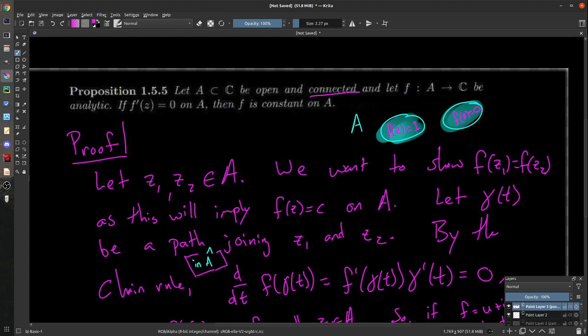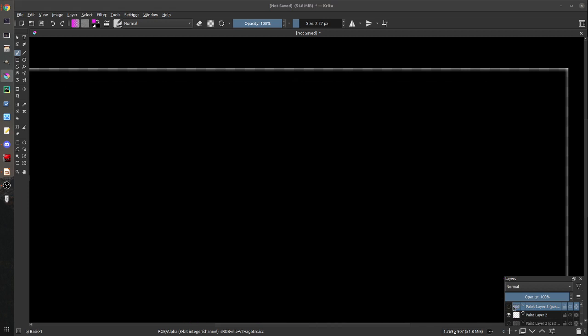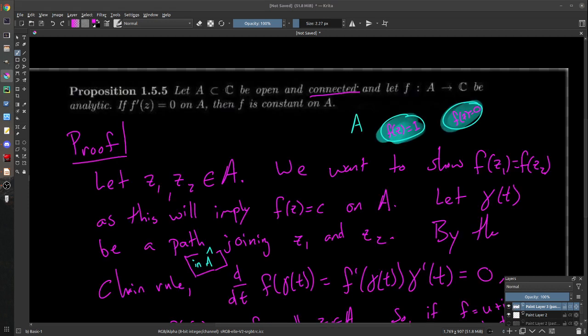It is constant on each connected component of A. So that is what you could really say: if you wanted to get rid of connected, then you get rid of constant on A, and you get constant on each connected component of A. But yeah, that's a smooth little trick, and it's important to keep in mind that this connectedness piece is crucial.